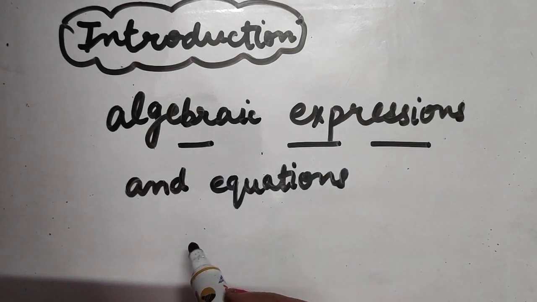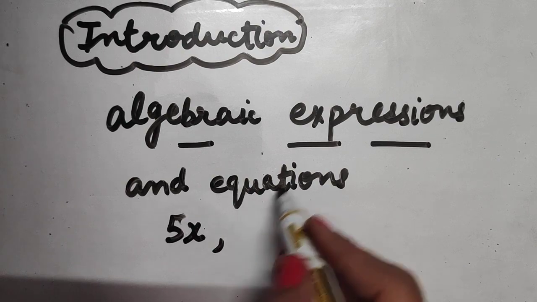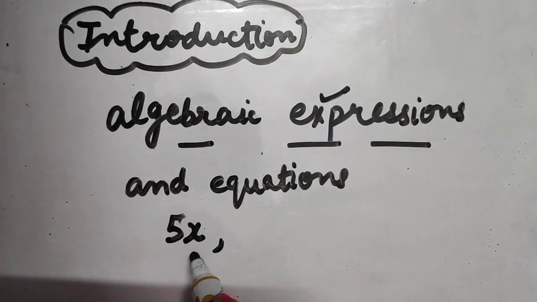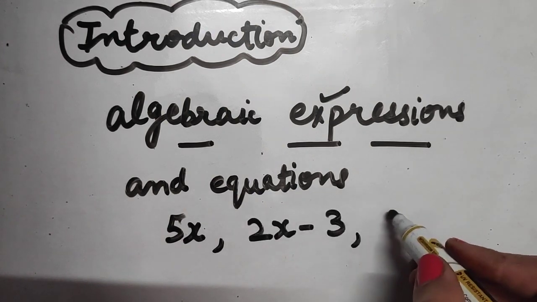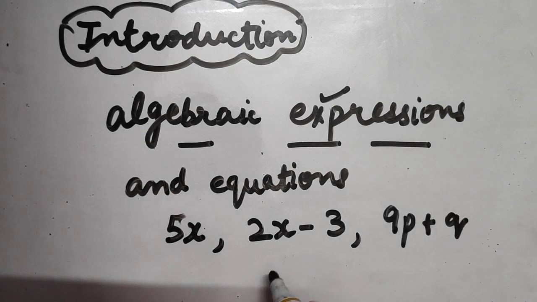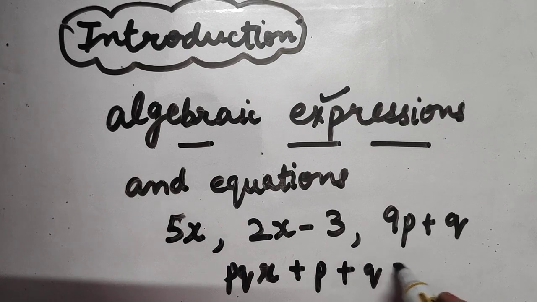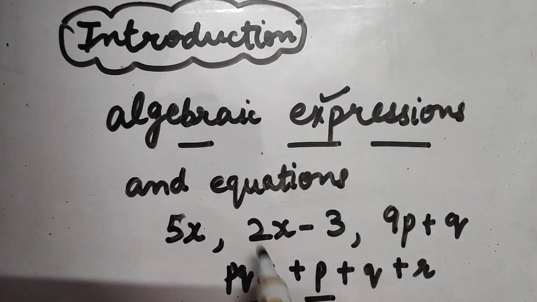Some examples of the expressions we have worked with are, this is what I am writing the examples of algebraic expressions. This is an algebraic expression, that is 5x. Another example can be 2x minus 3. Another example I can take like 9p plus q. Then we can have pqr plus p plus q plus r. Likewise, you can consider many examples of algebraic expressions.